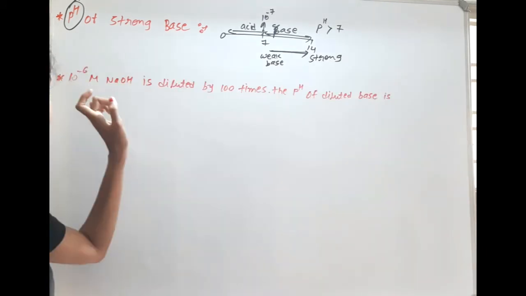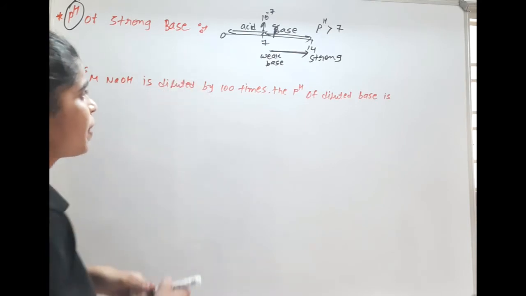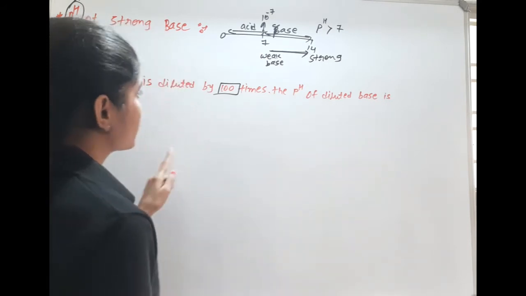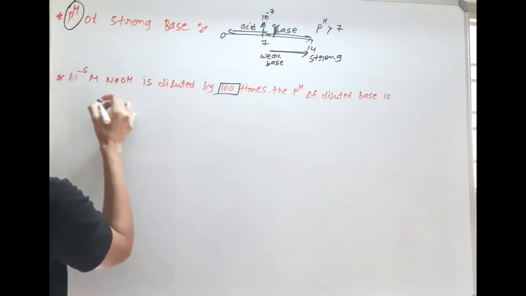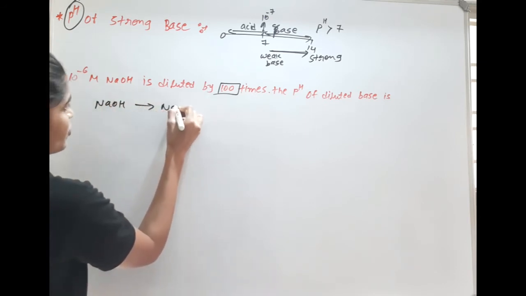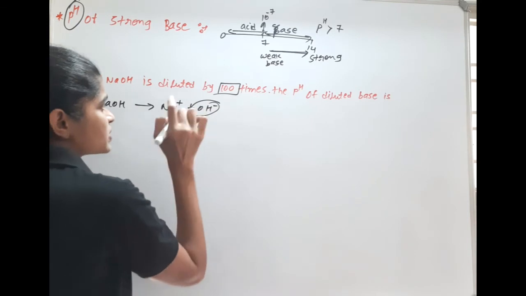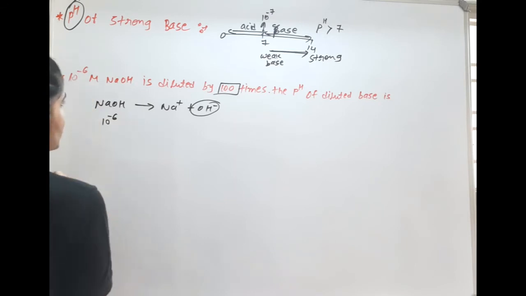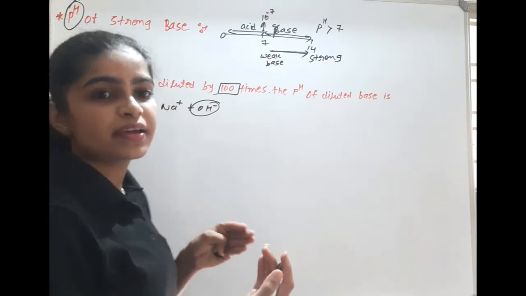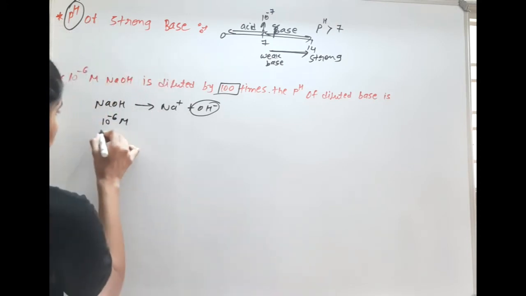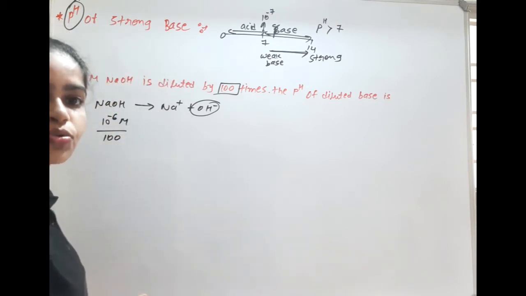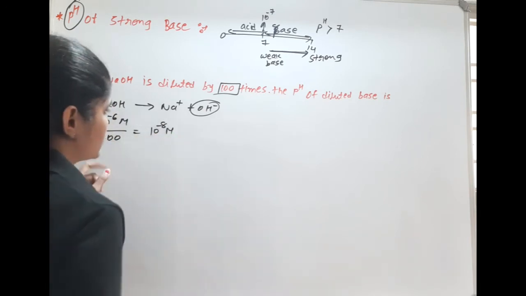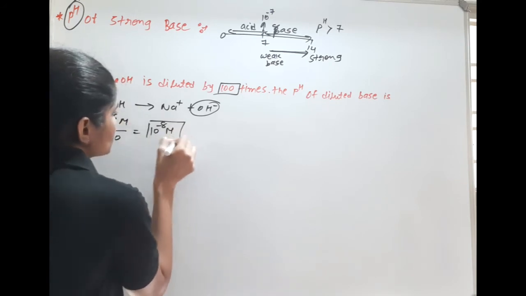The 10 raised to minus 6 molar NaOH is diluted by 100 times; find the pH of the diluted base. First of all, the given compound is NaOH. NaOH dissociates into Na plus and OH minus, so this is a monohydroxide, and its value is 10 raised to minus 6 molar. The NaOH is diluted by 100 times, so we divide by 100, because the concentration decreases. This gives 10 raised to minus 8 molar NaOH.